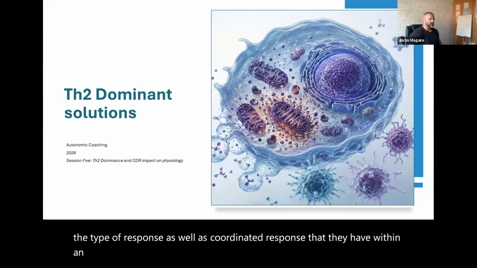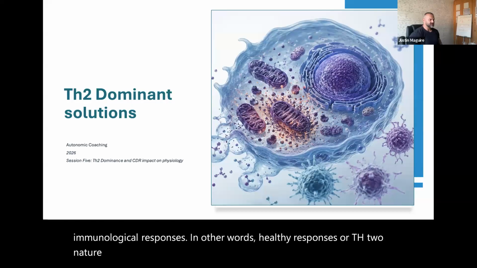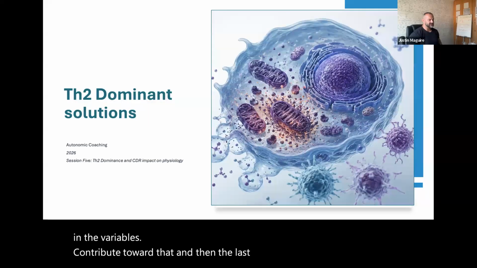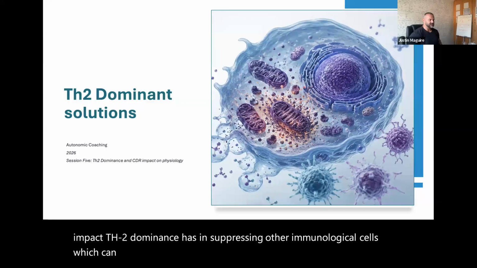Then we went into warranted Th2 immunological responses, in other words, healthy responses of a Th2 nature. Then we went into section 3, which covered what happens in Th2 dominance and the variables that contribute toward that. And then in the last segment, we discussed what impact Th2 dominance has in suppressing other immunological cells, which can lead to states of autoinflammatory or autoimmunity outcomes.